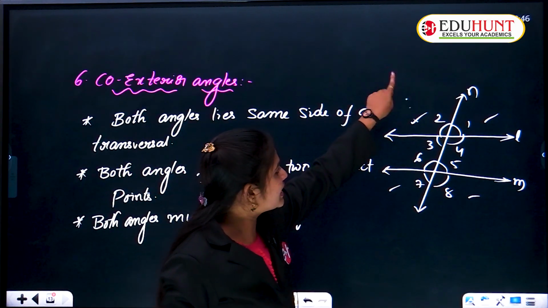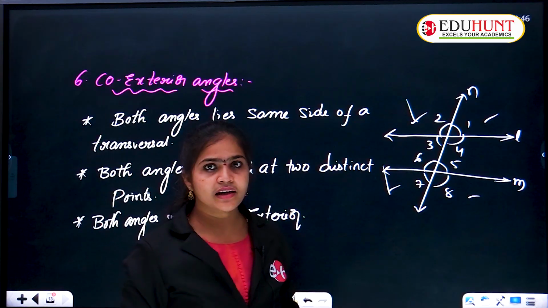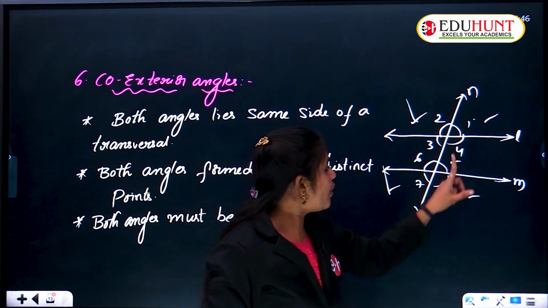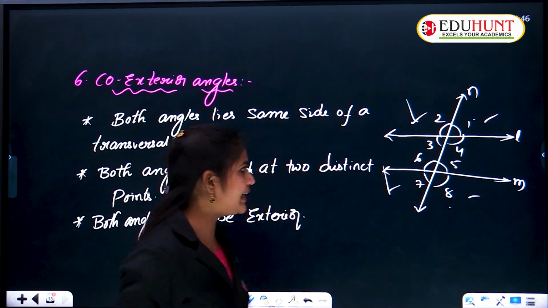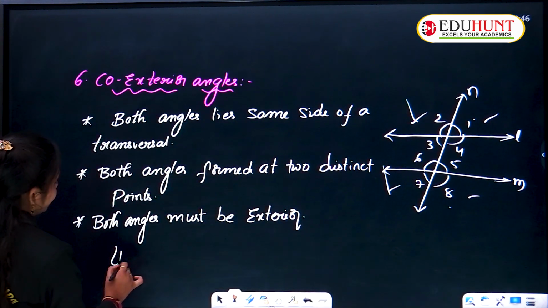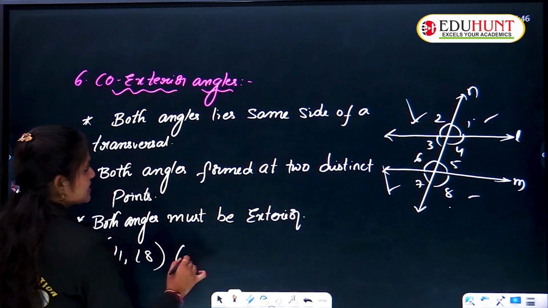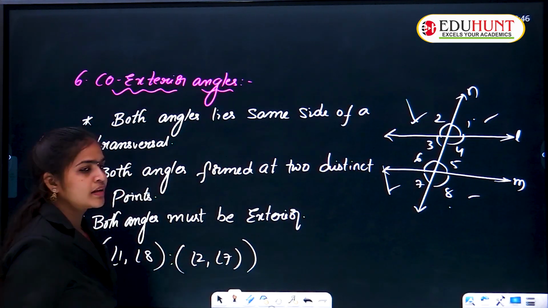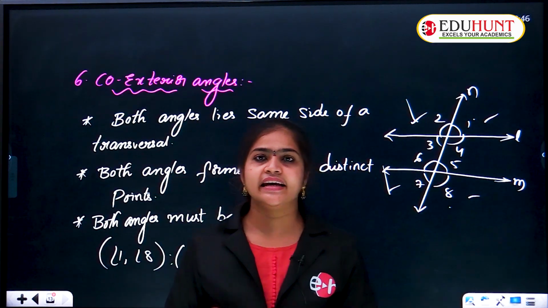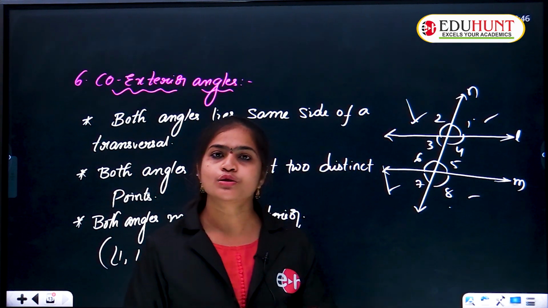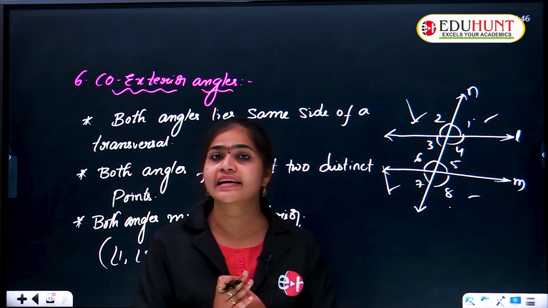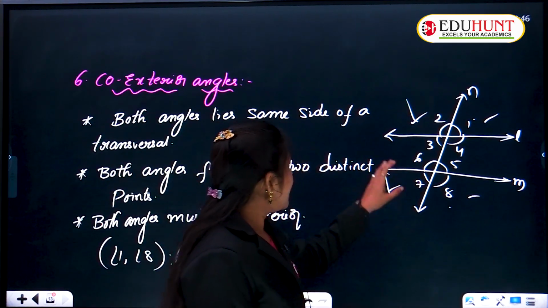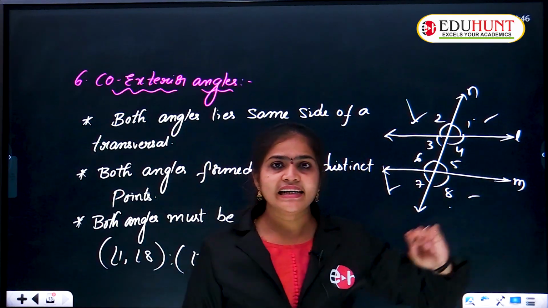Then which pair of angles are co-exterior angles? Here, 2 and 7 are co-exterior angles. And in the same way, on the right side, 1 and 8. Angle 1, angle 8, and in the same way, angle 2, angle 7. That's it. These are the co-exterior angles. Understood? So these are the types of angles made by a transversal. Now see that up to now we discussed that these two lines are intersecting lines.